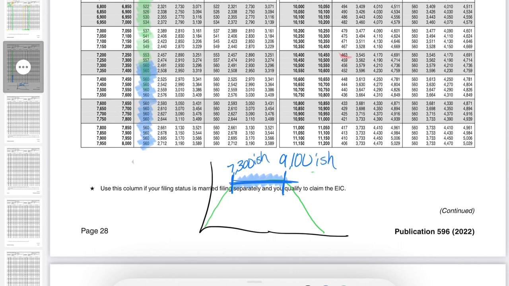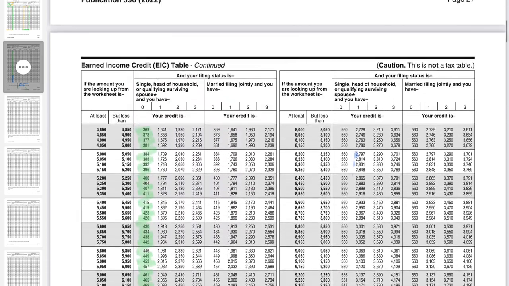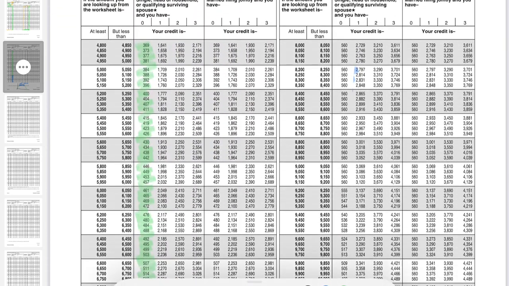There's my plateau. There's the point where it doesn't matter if I make more money, I'm still only receiving this much of my earned income credit. And then look what happens. After that point of 9,100-ish, it starts to go back down. Suddenly I'm decreasing. A minute ago the amounts were increasing, but now they're going down.